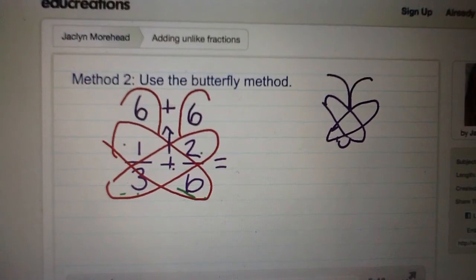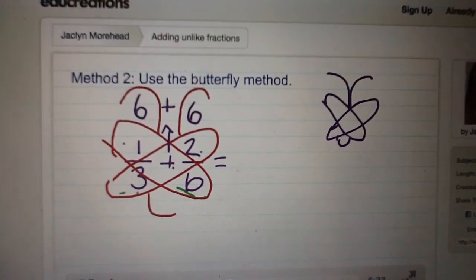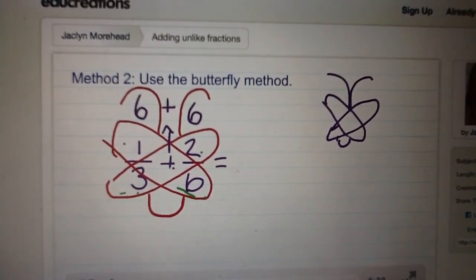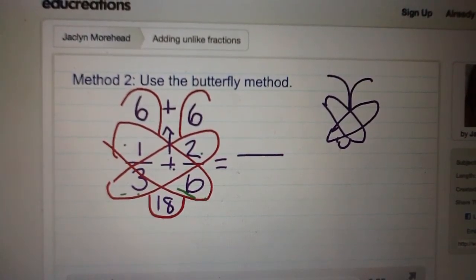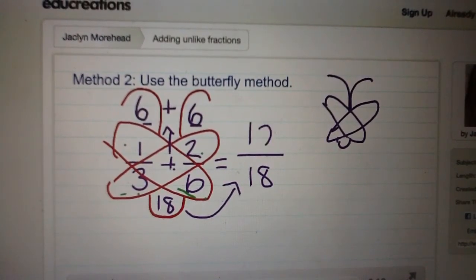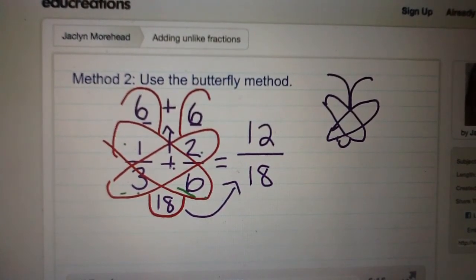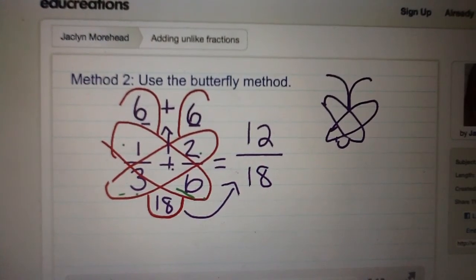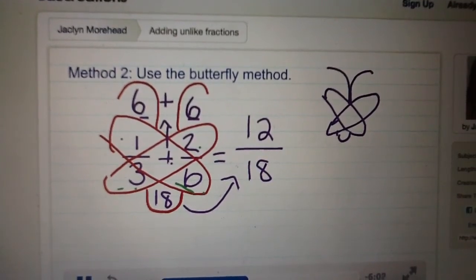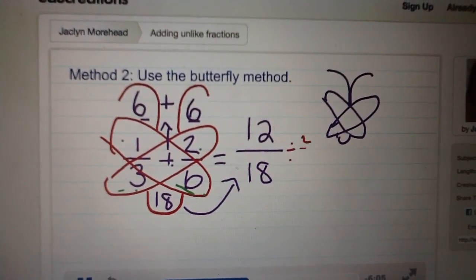And then we cannot forget about the body of our butterfly. What I'm connecting here is the 3 and the 6. So 3 times 6 equals 18. And then I just use this number right over here. 18 is my denominator, and then I add across. 6 plus 6 equals 12. So I have 12/18. I know 12 and 18 are both even numbers, so they can both be divided by 2 to simplify.